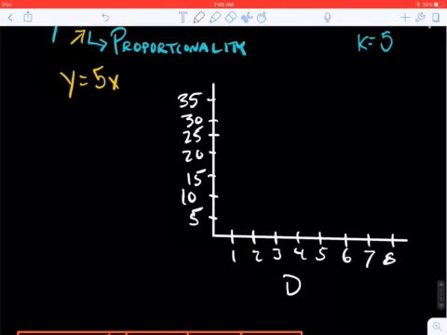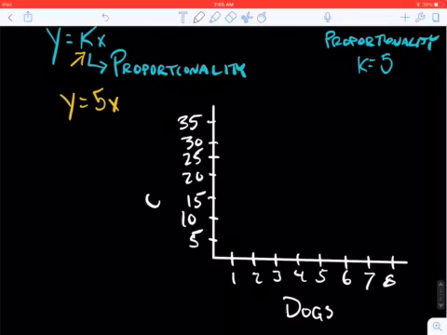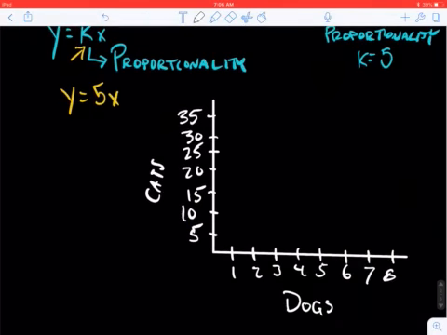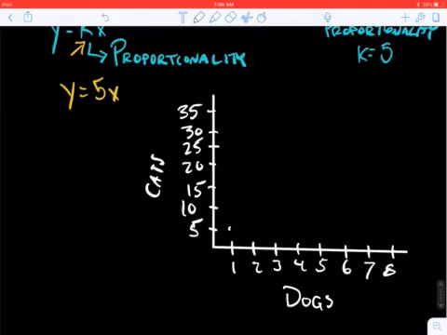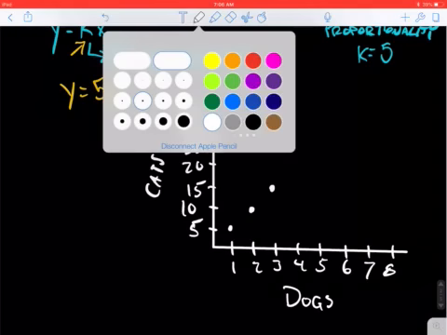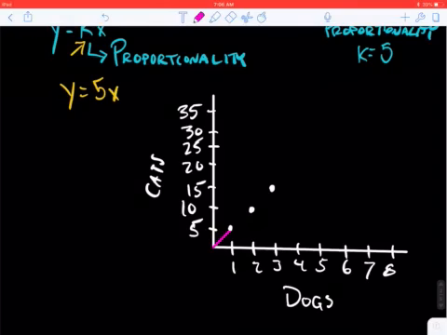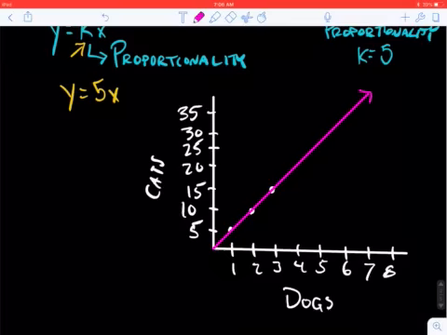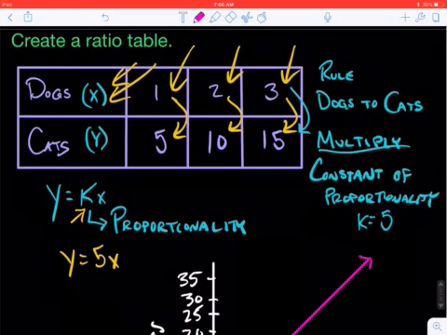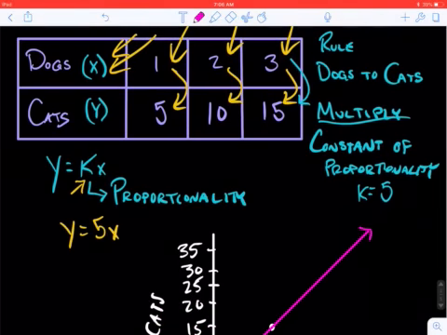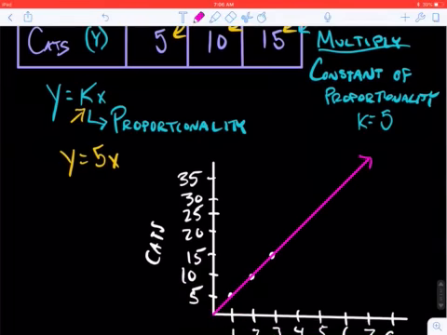All right, this is going to be dogs down here. This is going to be cats over here. So as we graph these, we have (1, 5), (2, 10), and (3, 15). And you'll see again that when we draw this line, it goes through each and every point. Now, if it didn't go through every point, then we would know that this is not the right kind of equation. We also, more importantly, know that this is a constant of proportionality equation because it hits the origin of (0, 0).